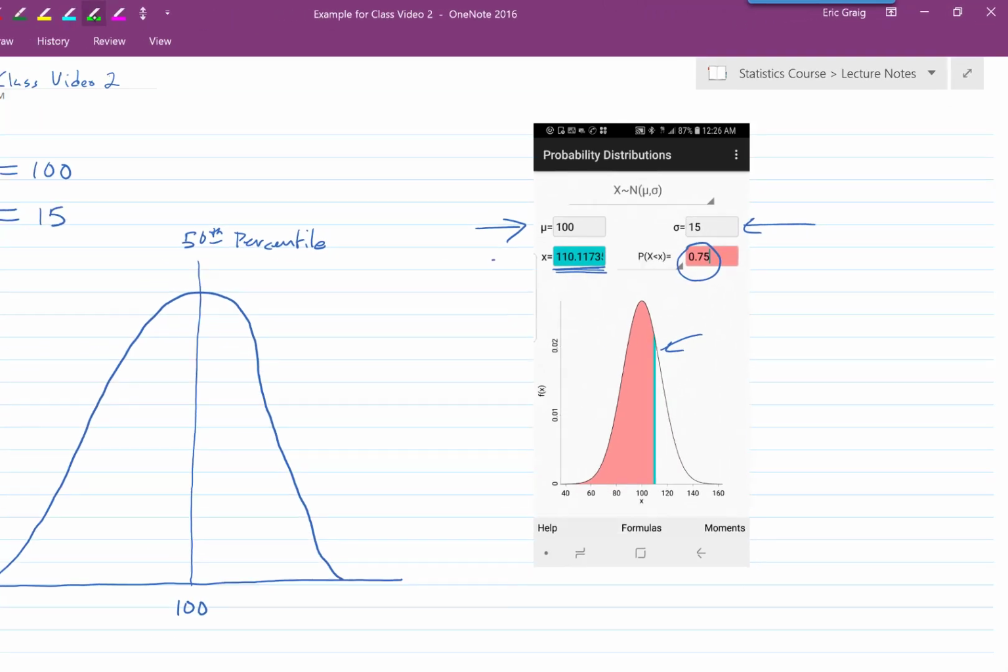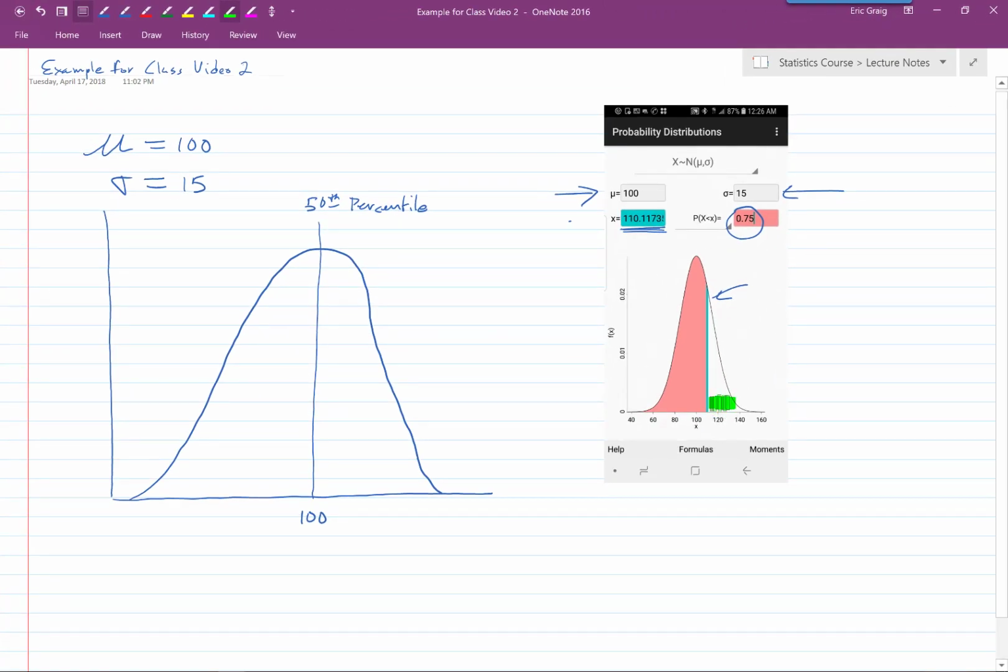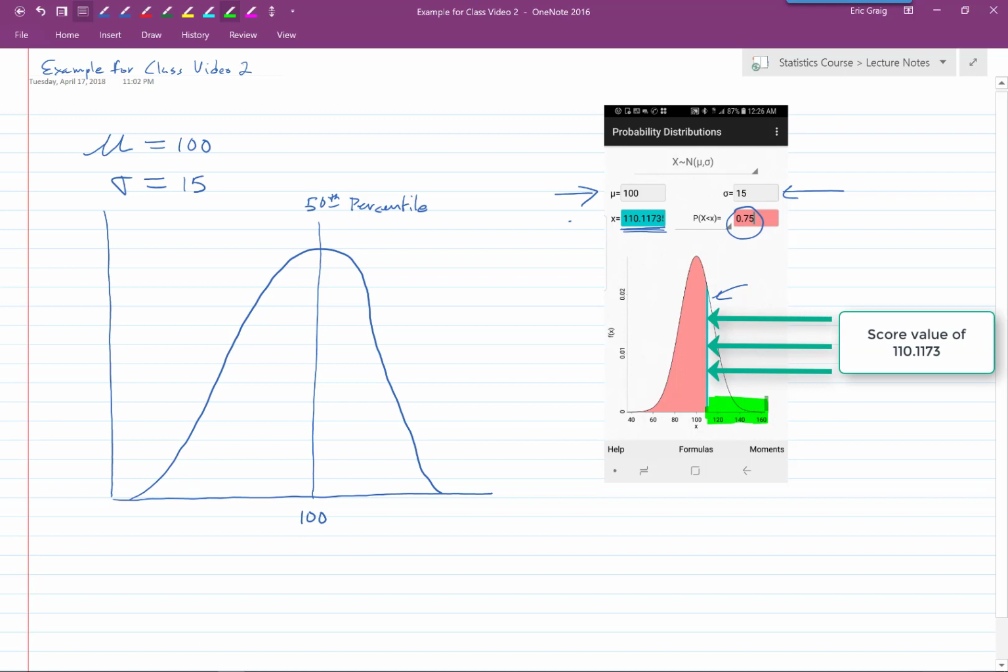And any score in this area down here, any score in this area here is clearly above a score of 110, above the 75th percentile. We are getting into graduate school at that point.